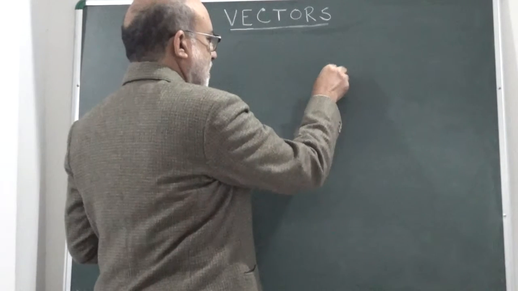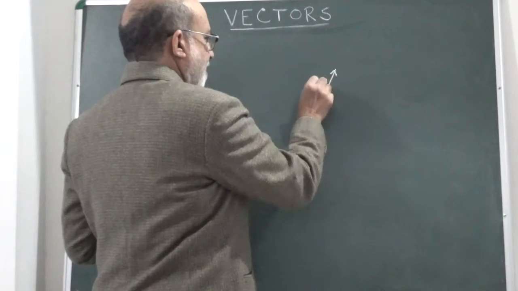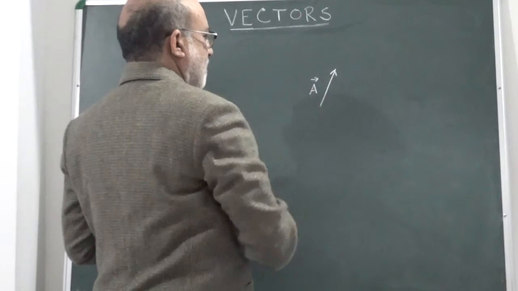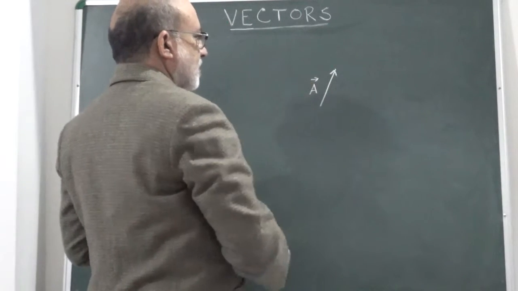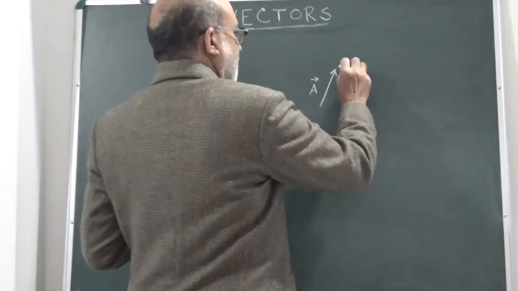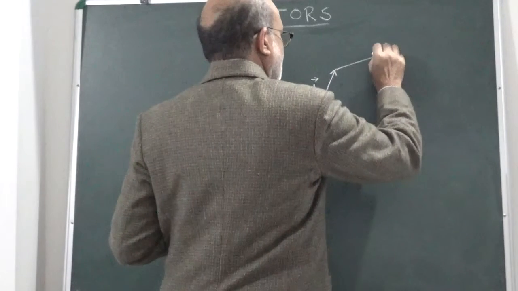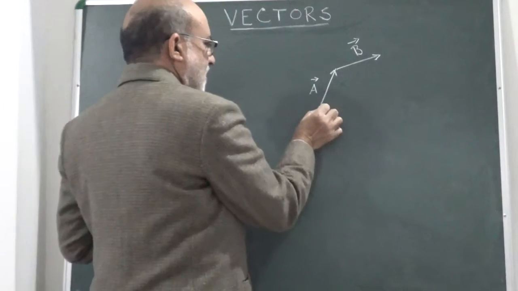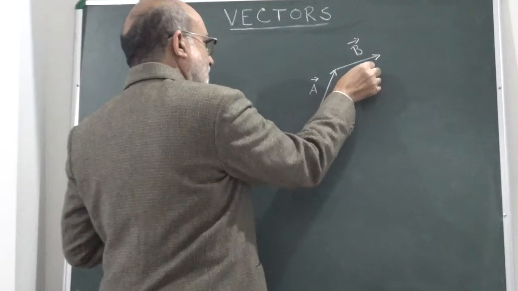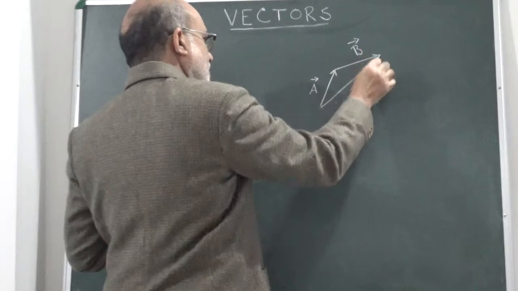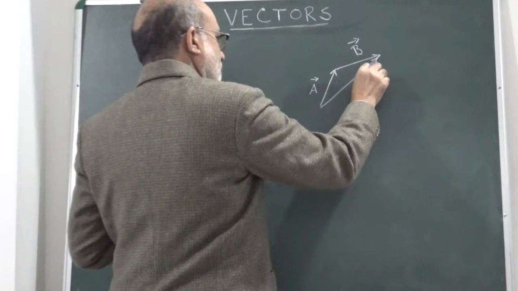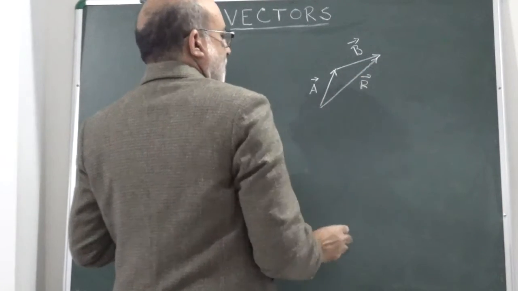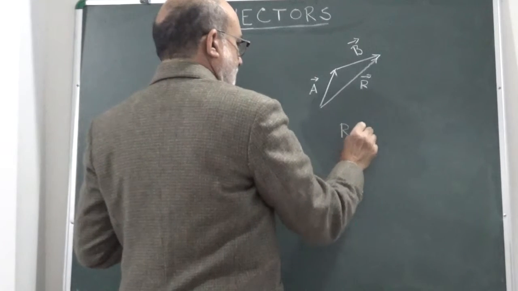Suppose we have two vectors A and we have to add vector B. The tail of that vector must be on the head of A. And the resultant is given by the straight line joining the tail of A to the head of B. So this is how we can add vectors geometrically.